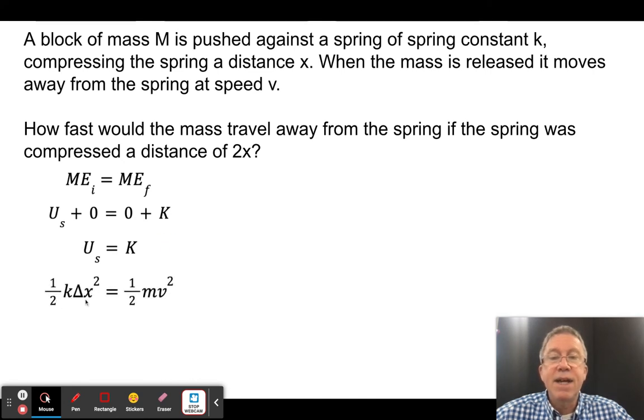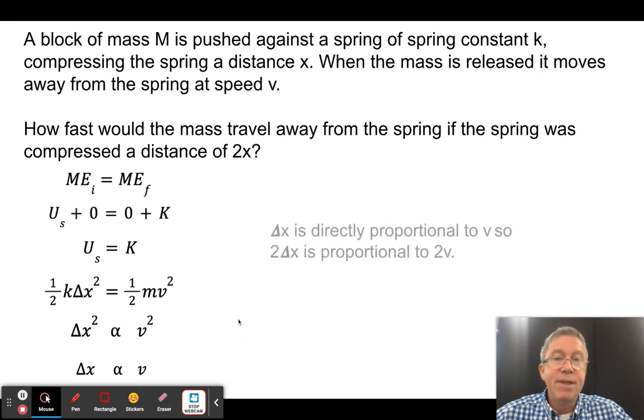So I get 1/2 k Δx² which you're going to memorize, is equal to 1/2 mv², which you're also going to memorize. And that tells us that Δx² is proportional to v². So therefore, Δx is proportional to v. So that tells me if I double this, I'm going to double that. Since Δx is directly proportional to v, that means that 2x is going to be proportional to 2v.